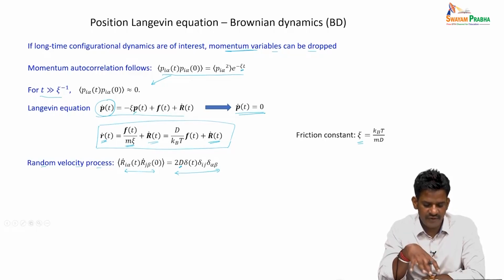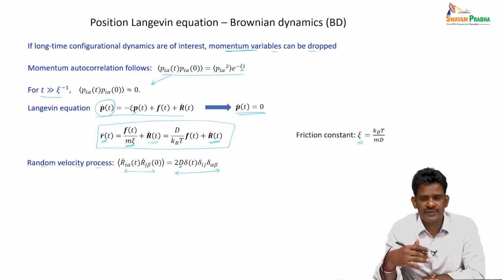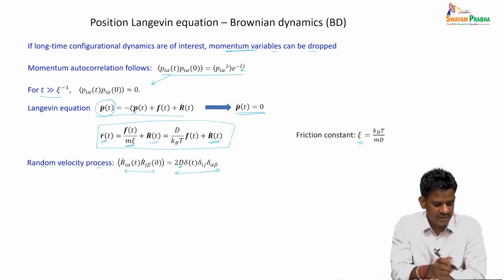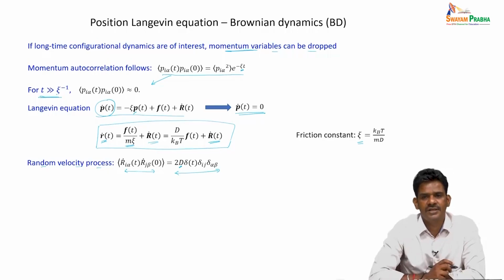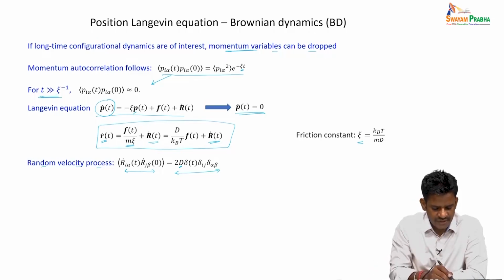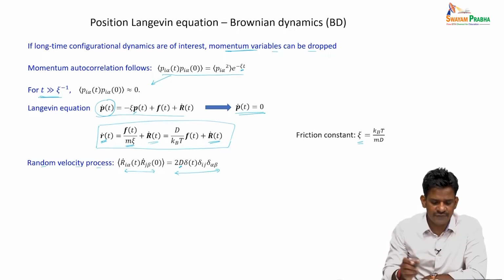So the point we are trying to say here is that we can do one more approximation in Langevin dynamics, where we can keep the velocities constant between time steps, and this is possible only for time scales larger than the inverse of the friction coefficient. In that case we can leave out all the momentum variables and solve only for the position. Because of this, we call this the position Langevin equation, also known as Brownian dynamics.